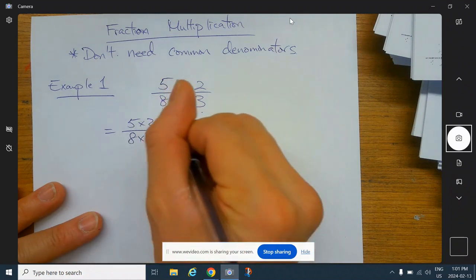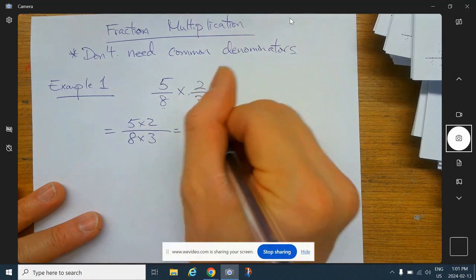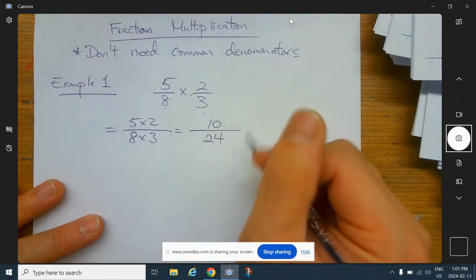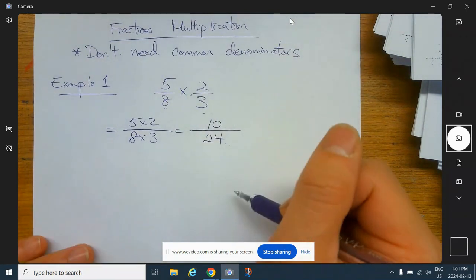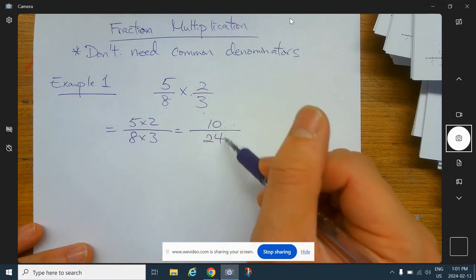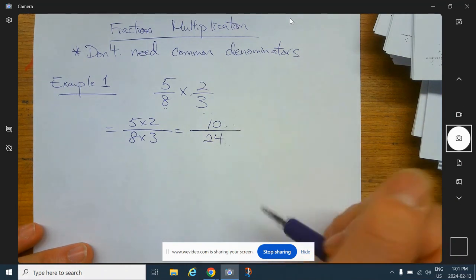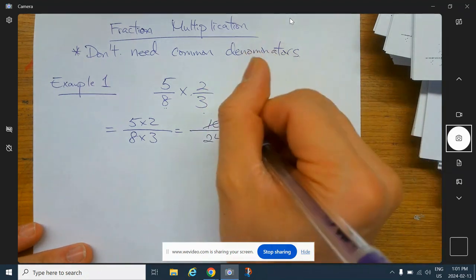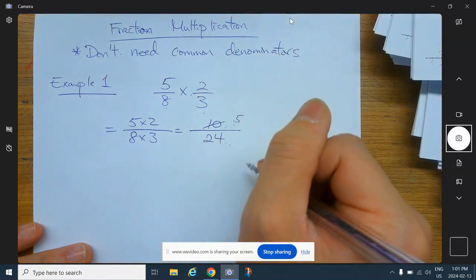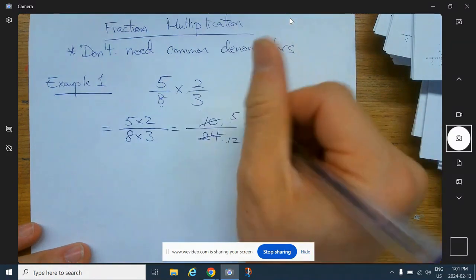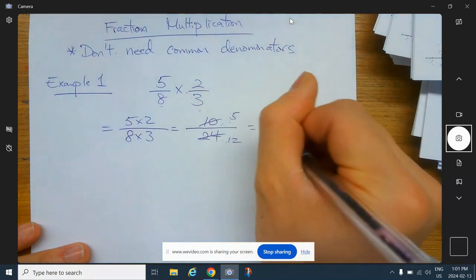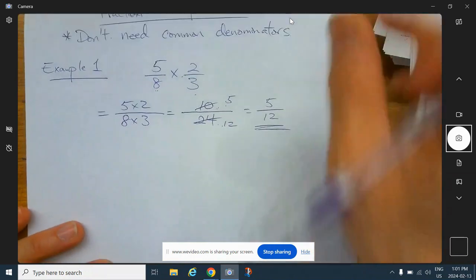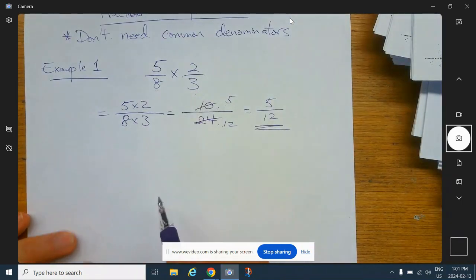Now 5 times 2 gives you 10, 8 times 3 gives you 24. After you've done this, you want to check, can this be reduced to a lower form? Both are even numbers, so both of them can be divided by 2. 10 divided by 2 gives me 5, and 24 divided by 2 gives me 12. So my final answer will be 5 over 12. As you can see, it's pretty simple: top number times top number, bottom number times bottom number.